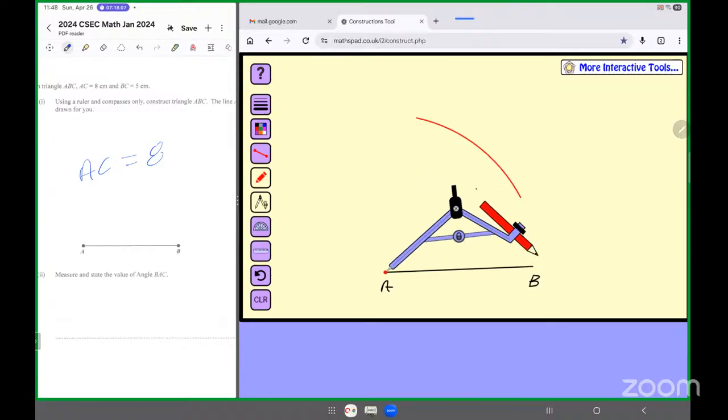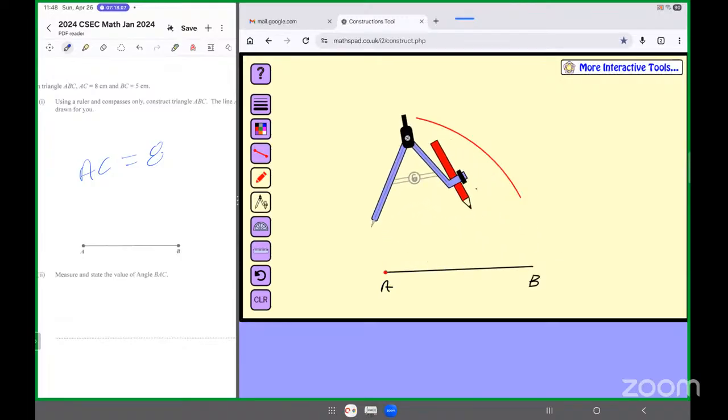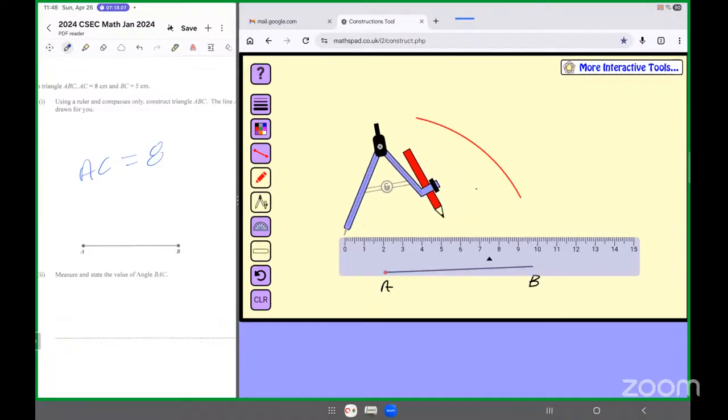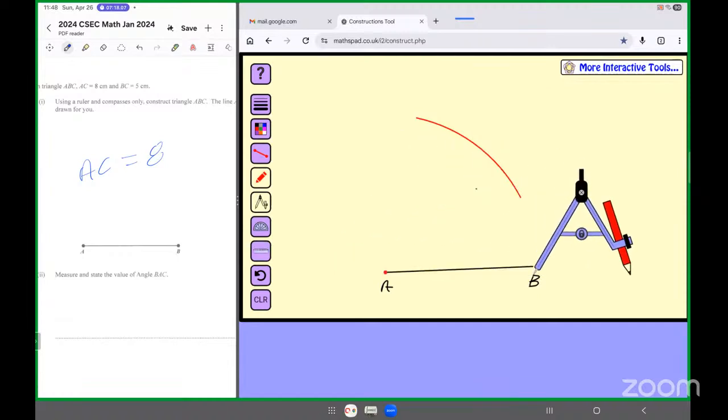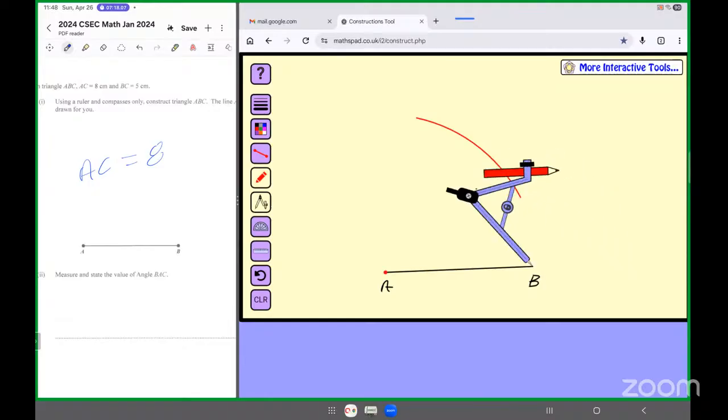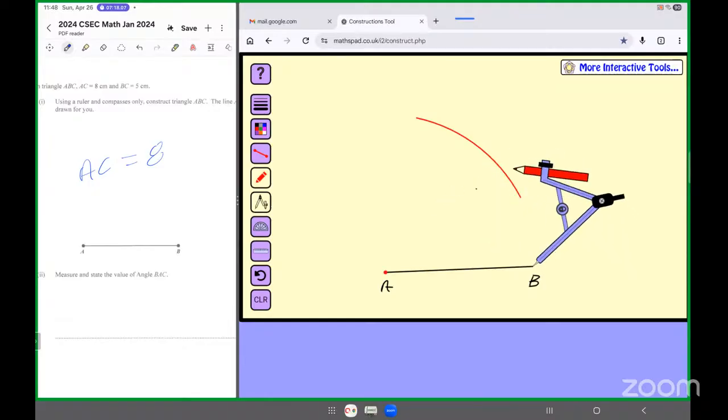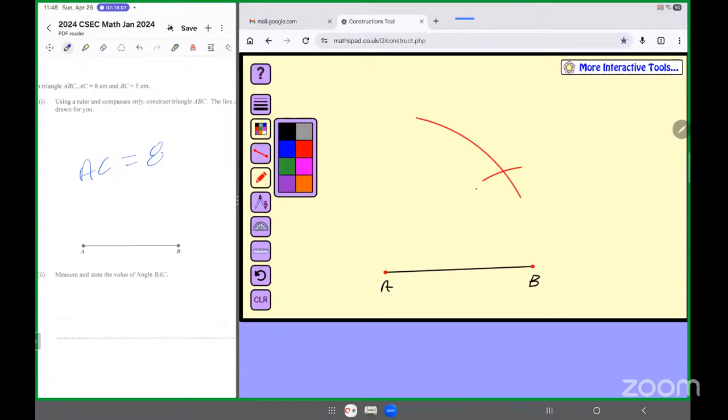Still not cooperating. Then from the other end, we need to make an arc that is 5 centimeters. So we're going to measure 5 centimeters again with the ruler. You come to one end, open it up 5 centimeters, and then lock it. Move the ruler, and you come to the other end. You're going to come around here and cross that one. And that is it. It means that is where C is.